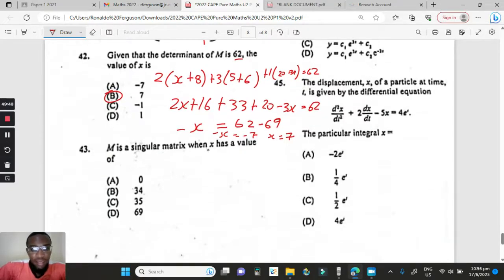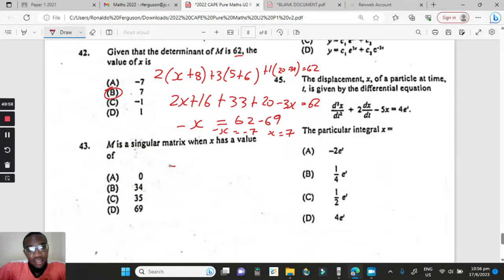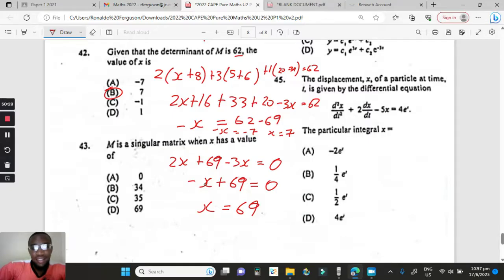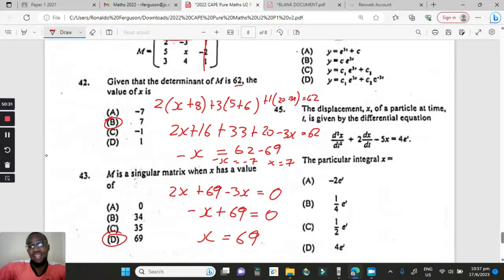Now M is a singular matrix when x has a value. So all we have to do now is set this equation, the 2x plus 16 plus 33 plus 20, remember, is 69. So minus 69, positive 69. So plus 69 minus 3x equals 0. So if the determinant is 0, carry it over. 2x minus 3x is minus x plus 69 equals 0. So x is 69. When x is 69, then it's singular.